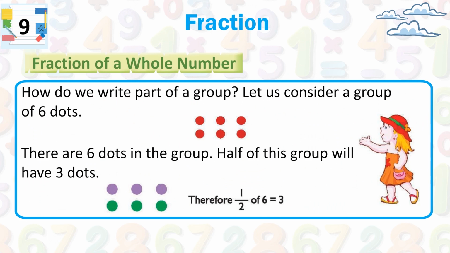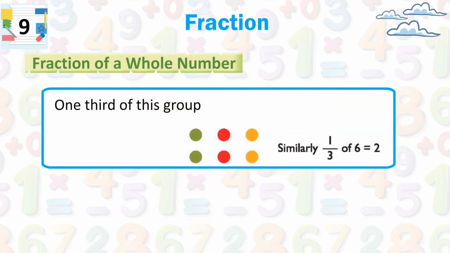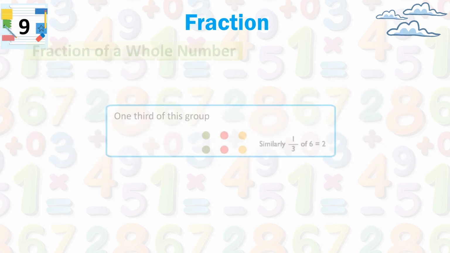Fraction of a whole number. How do we write part of a group? Let us consider a group of 6 dots. There are 6 dots in the group. Half of this group will have 3 dots. Therefore, 1/2 of 6 is equal to 3. Similarly, 1/3 of 6 is equal to 2.